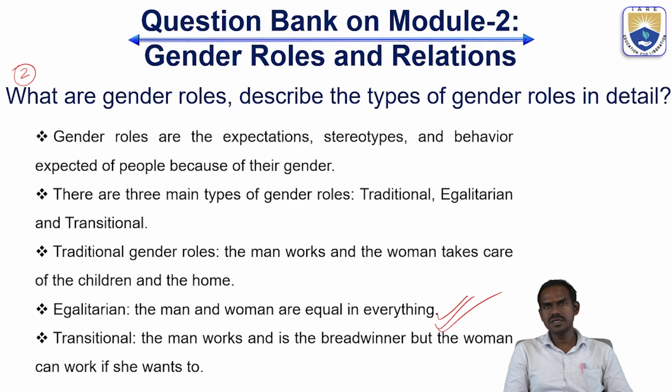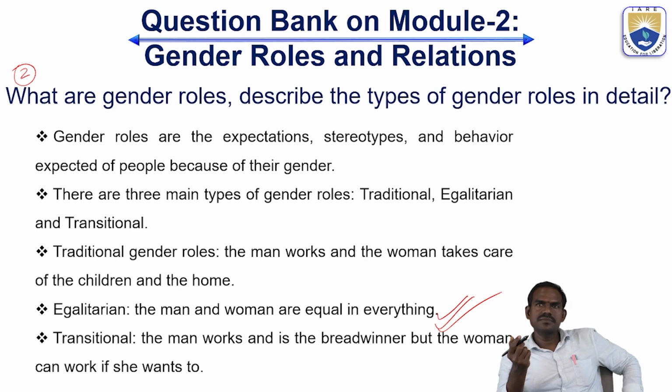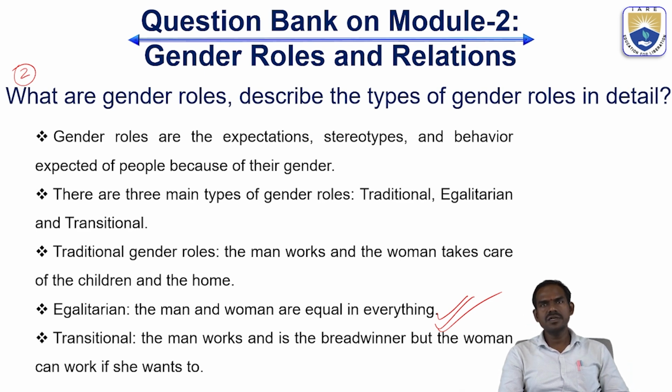And the third type of gender roles is transitional gender roles. Here, the man works and is the breadwinner. Breadwinner means he gives food for the family members, especially to the wife and to the children. Okay. But the woman can work if she wants to. This is transitional. So based on the family condition, people prefer whether the woman has to work or not. If the family condition is poor, then generally people will go for the employment of the woman also. If the family condition is rich, then in general people will keep the wives at home itself.